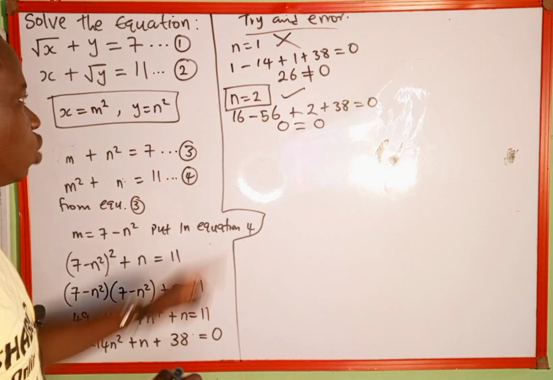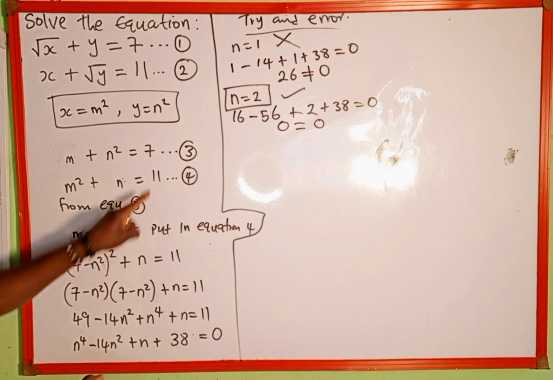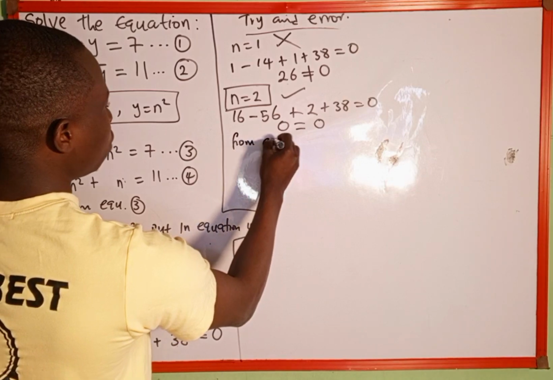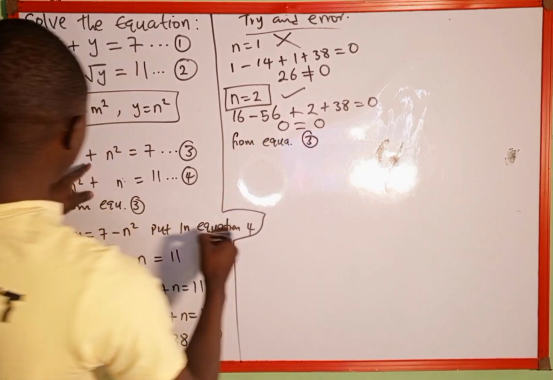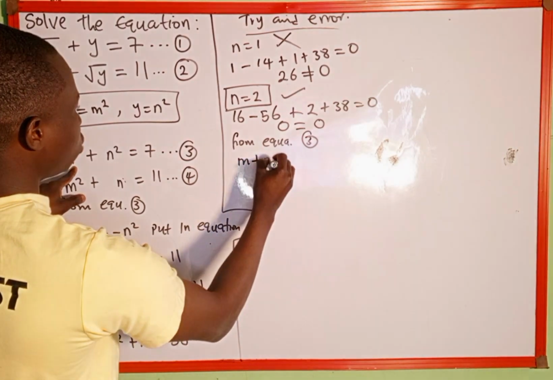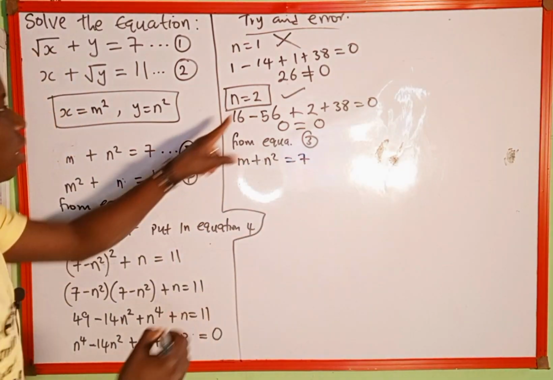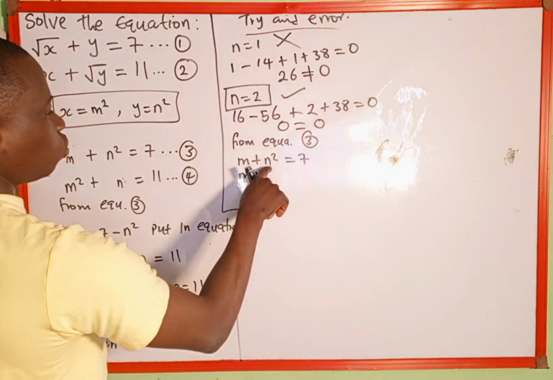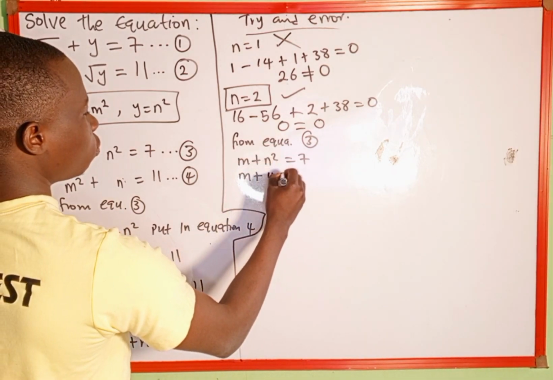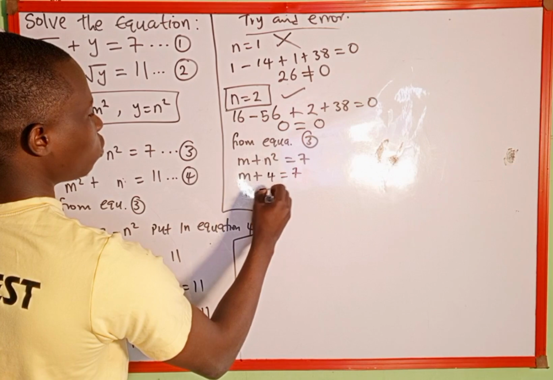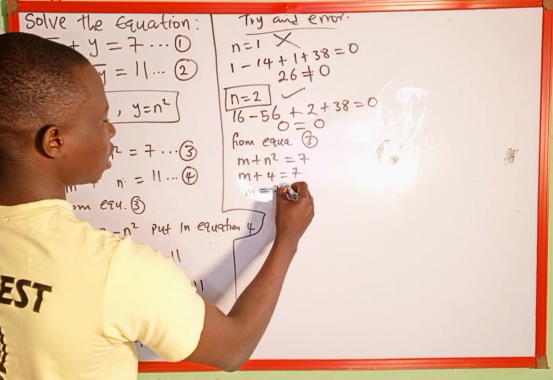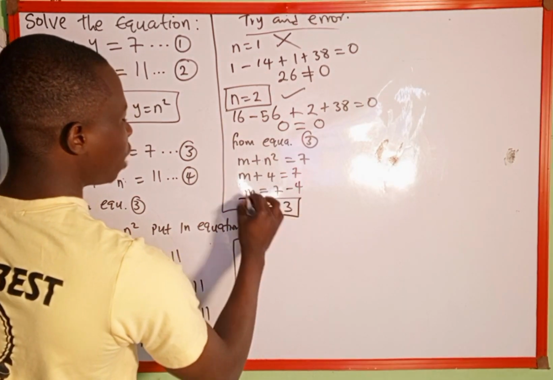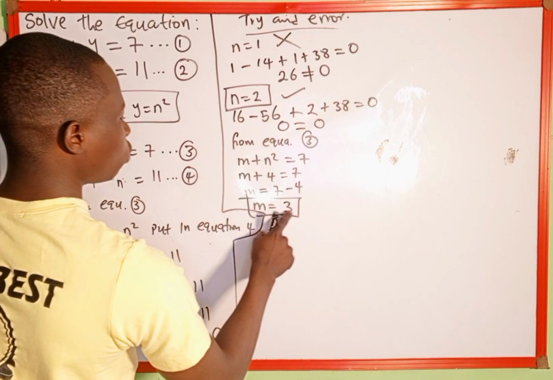So the next thing we're going to do is to put this n is equal to 2 back into equation 3 to get the value of m. So what is equation 3? m plus n to the power 2 is equal to 7. So let's replace n is equal to 2 into this equation. So this is going to be m plus, when we plug in 2 here, 2 raised to the power of 2 is going to be 4, which is the same as 7. So m plus 4 is equal to 7. Then when we take this 4 to the right hand side, it becomes negative 4. So therefore, m is equal to 7 minus 4, which gives us 3. So n is equal to 2 and m is equal to 3.